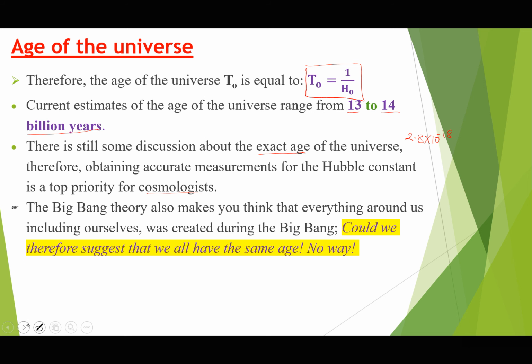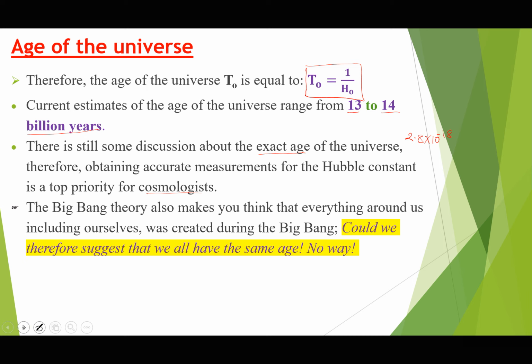The Big Bang Theory also makes you think that everything around us, including ourselves, was created during the Big Bang. Could we therefore suggest that we all have the same age? That can't be true. If everything started as a singular point as suggested by the Big Bang, and it tremendously started expanding as different objects, galaxies, and matter started moving away from each other, could it be that we all started at the same point at the same time, therefore we could be the same age? That is still a question which cosmologists have not yet answered.